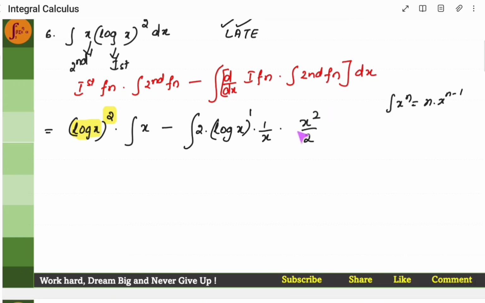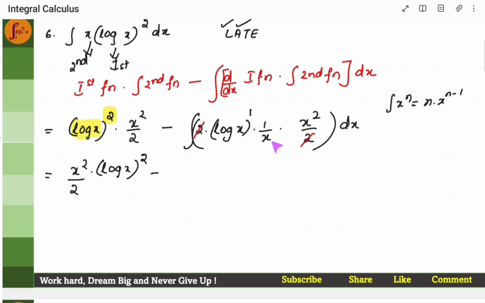You have to increment the power when you're finding the integral, and dx. Here also, we'll have to put the integral of x, which is x square by 2. So we're going to get x square into log x, the whole square, by 2 minus 2, and 2 will get cancelled. 1x and 1x will get cancelled. So we'll get x into log x.